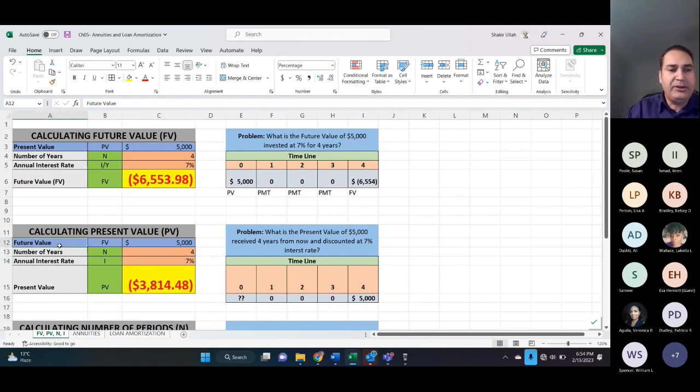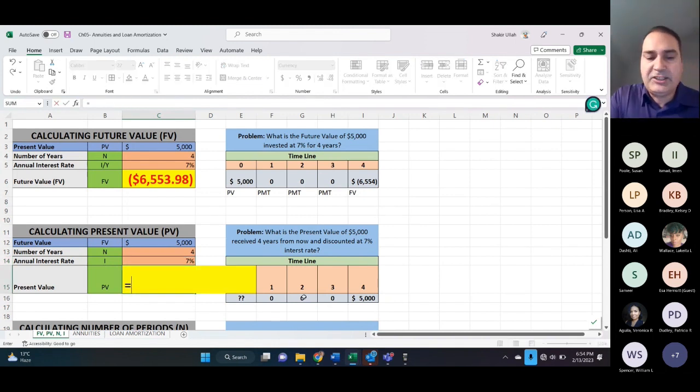So here's the problem. We have got a future value. We know that we'll receive 5,000 in the future. And we know that this investment commitment is for 4 years. So that is N. And we also know that we're charging a 7% interest rate. So that is our required rate of return. What will be the present value? How much should we lend this person so that it is equal to 5,000 4 years from now?